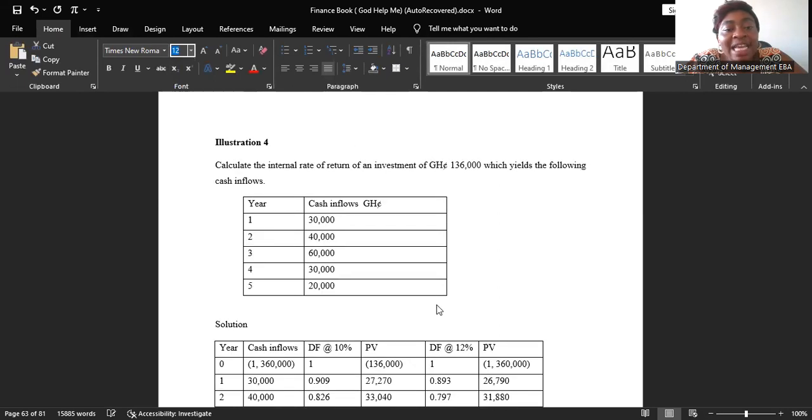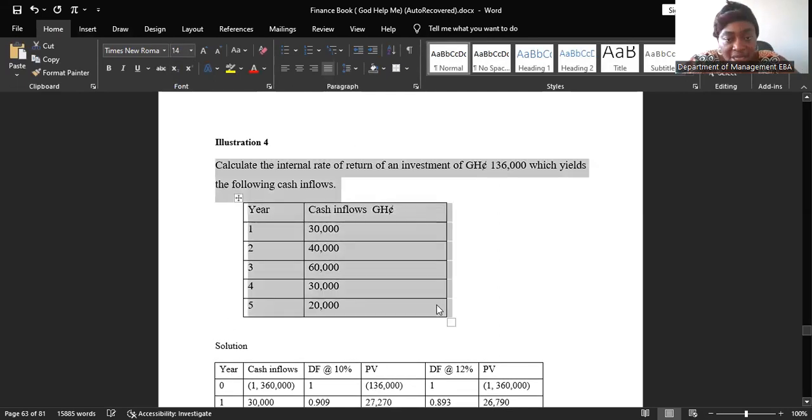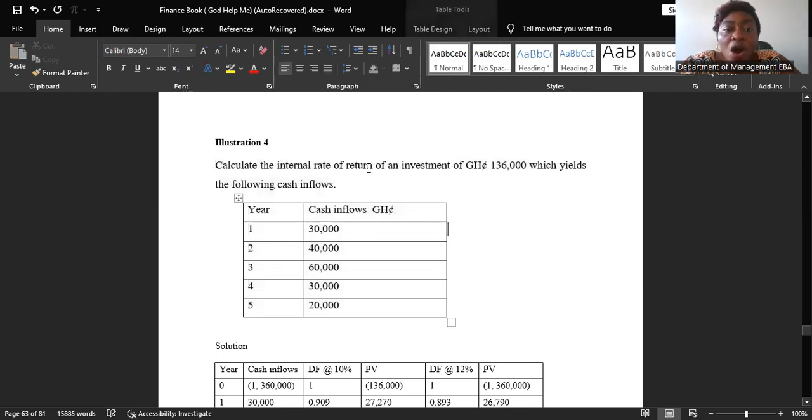They say calculate the internal rate of return, right? Internal rate of return of an investment of 136,000, which yields the following cash flows. What is the initial expense we make to get the project started? To generate some cash, the first year generated 30,000, the second year generated 40,000, the third year generated 60,000, the fourth year generated 10,000, the fifth year generated 60,000. So these are the cash flows.